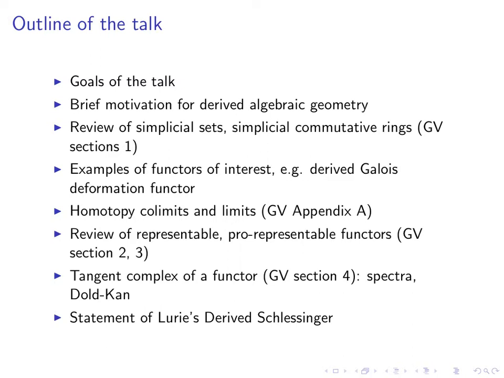Then I'll go to covering homotopy colimits and limits. Those are in the appendix to Galatius and Venkatesh. Then I'll review representable and pro-representable functors in sections 2 and 3 of Galatius and Venkatesh. And then the main topic, I guess, is a tangent complex of a certain type of functor, and that's in section 4 of Galatius and Venkatesh. That will involve introducing the notion of spectra, the Dold-Kan correspondence, and then finally I'll end with the statement of Lurie's derived Schlesinger theorem.